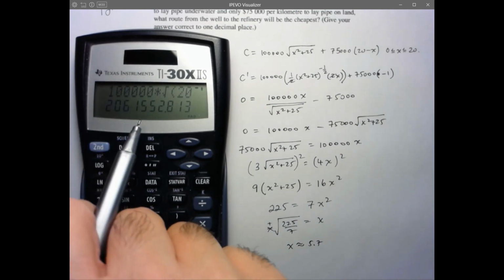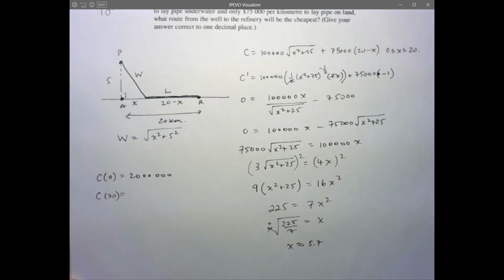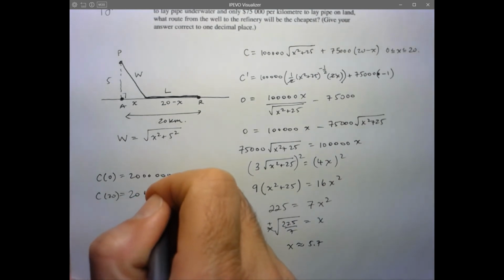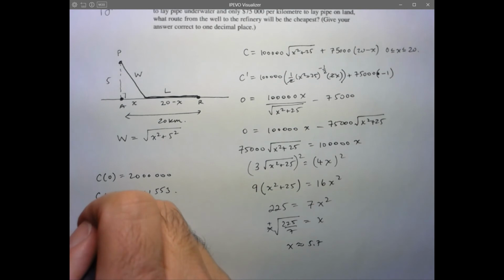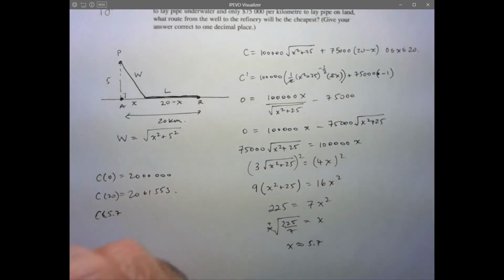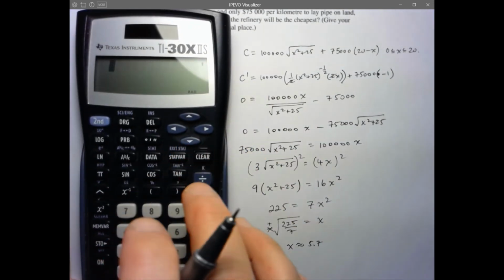So here we've got, well, it looks like something a bit bigger. It looks like 2,061,553. So definitely not going to be our absolute minimum. And lastly, let's check C at 5.7, and see if we get something smaller than the 2 million.